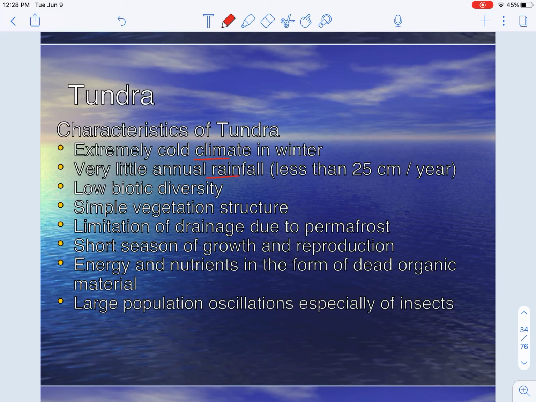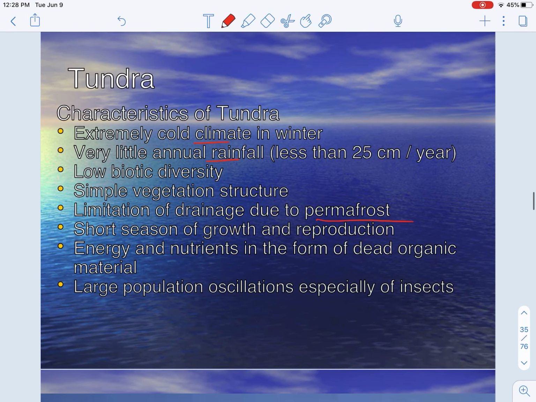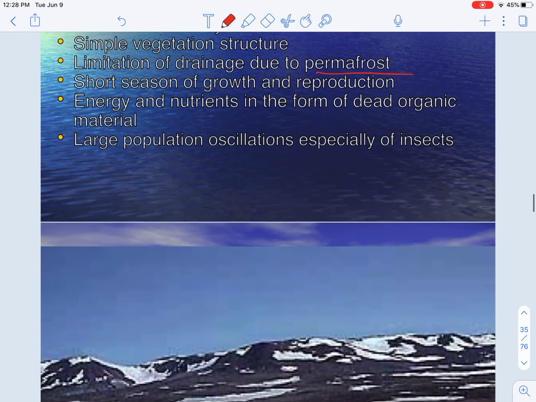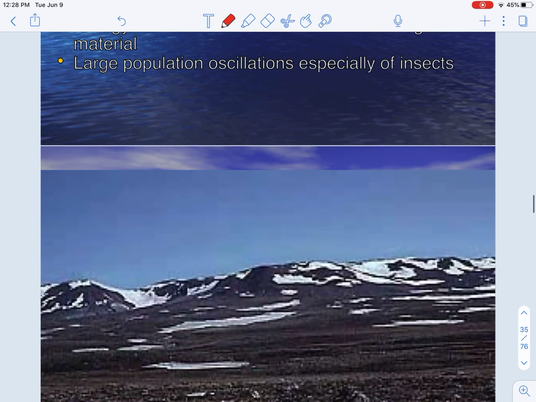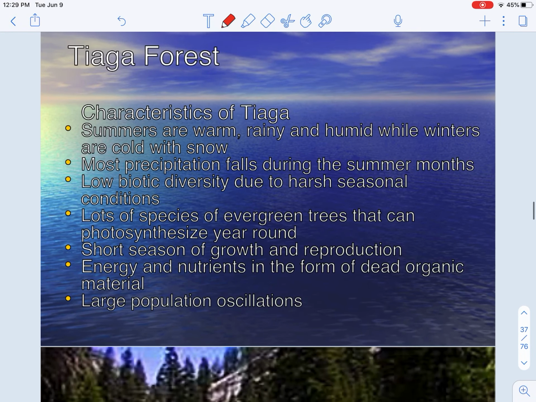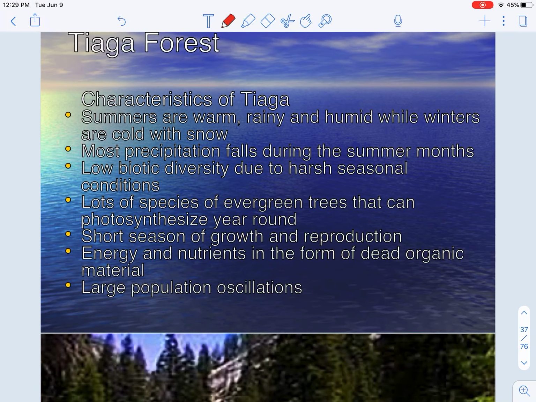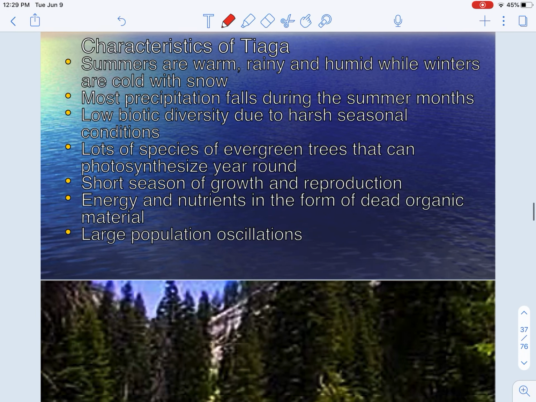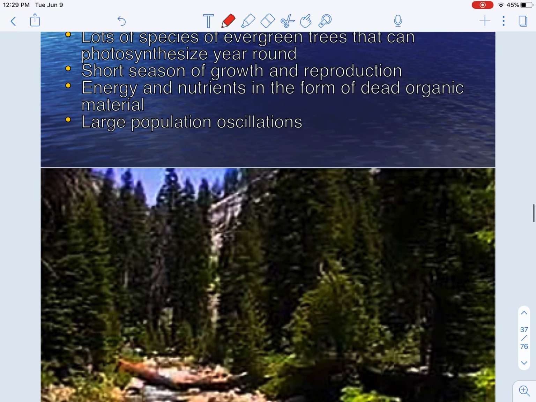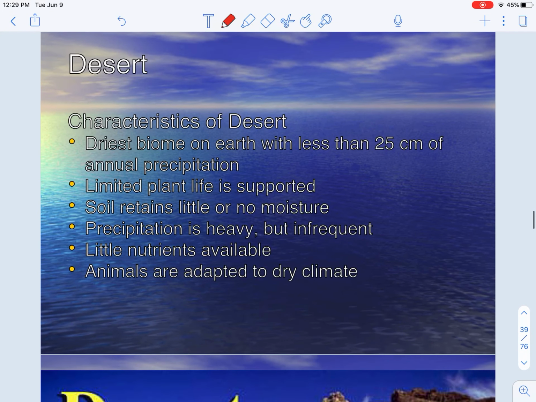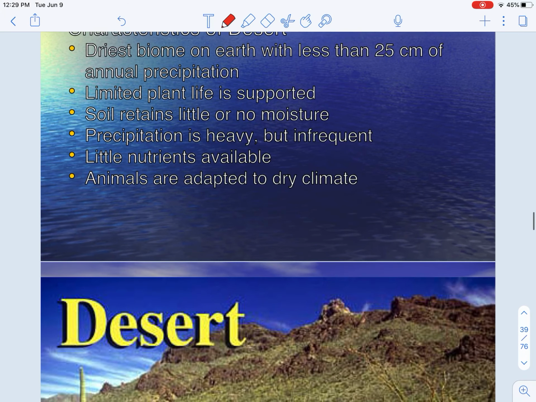Most of you have probably heard of many of these before, but the tundra is extremely cold with very little rain, therefore very little diversity, because not too much can live there. There's generally a permafrost there, and the ground never thaws, and short seasons where organisms can't even reproduce, and so there's mostly a lot of insects. The taiga is rainy, humid in the summer, cold in the winter, summer precipitation, lots of evergreens.